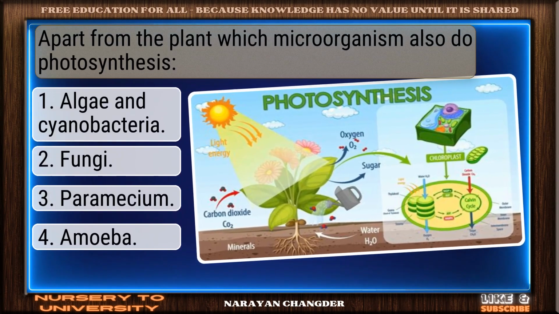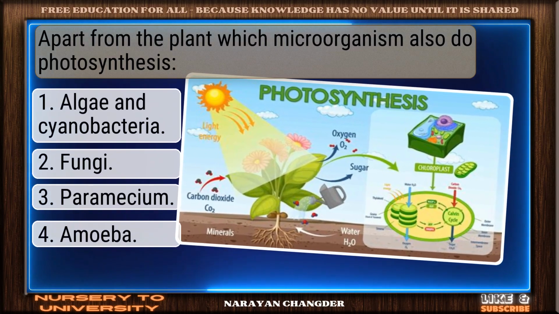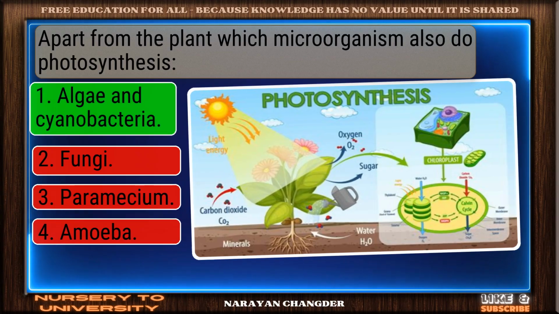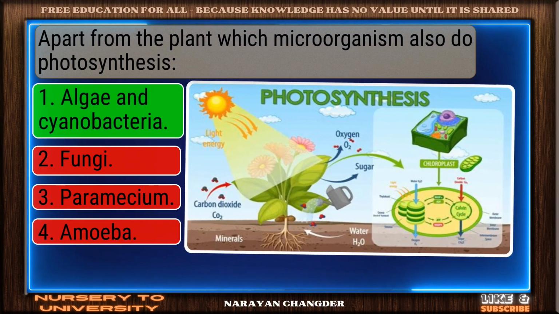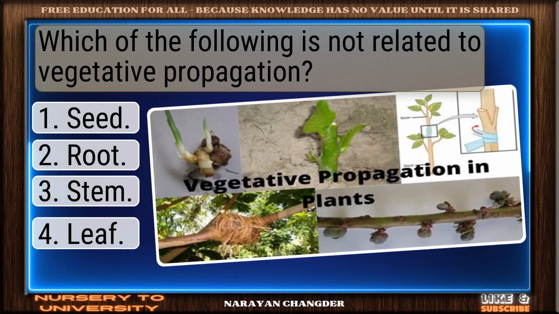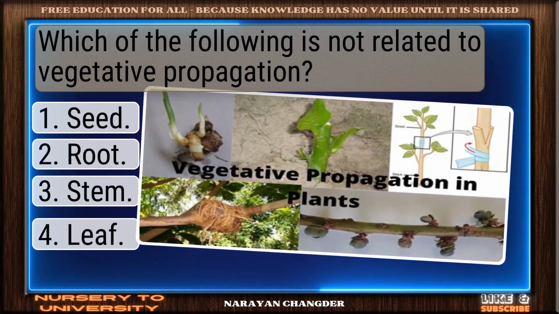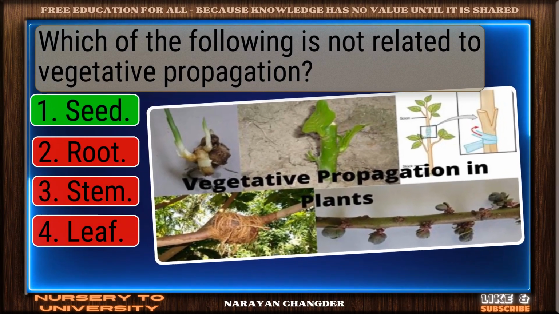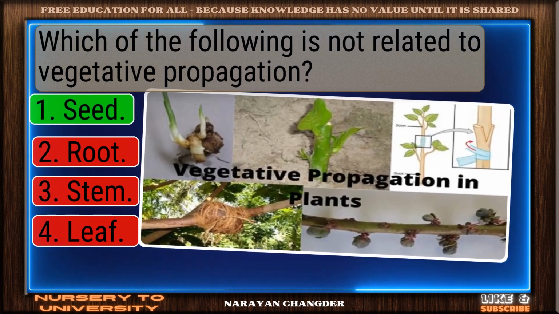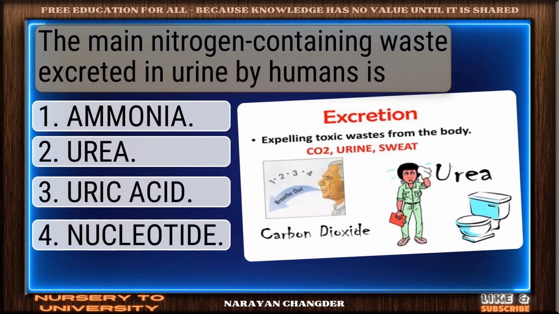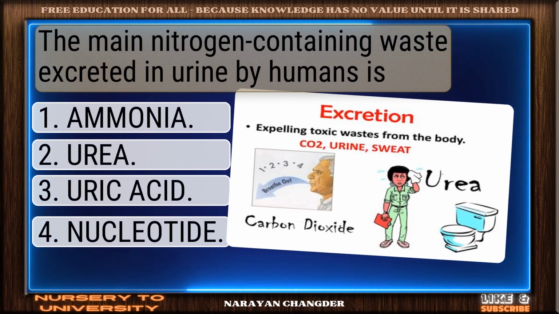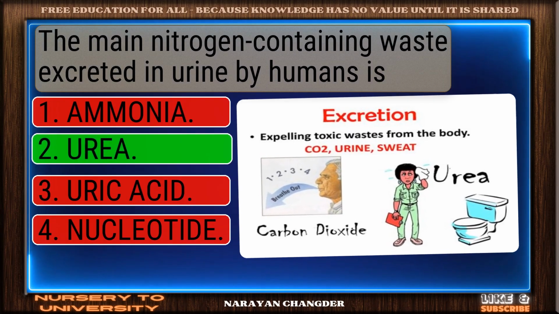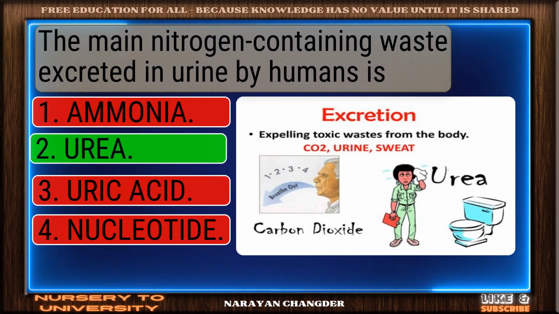Apart from the plant, which microorganism also do photosynthesis? Nice work. Algae and cyanobacteria fits perfectly. Which of the following is not related to vegetative propagation? You chose seed. Correct. The main nitrogen containing waste excreted in urine by humans is. Valid point. Urea is true.